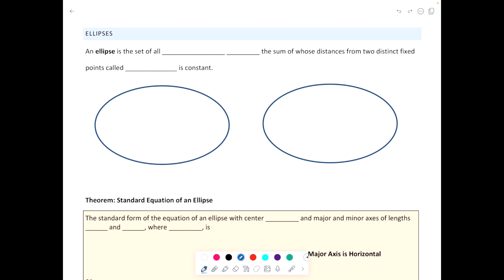We are checking out ellipses and a little bit of calculus. So an ellipse is the set of all points x and y, the sum of whose distances from two distinct fixed points called foci is constant. So let's make a quick visual.